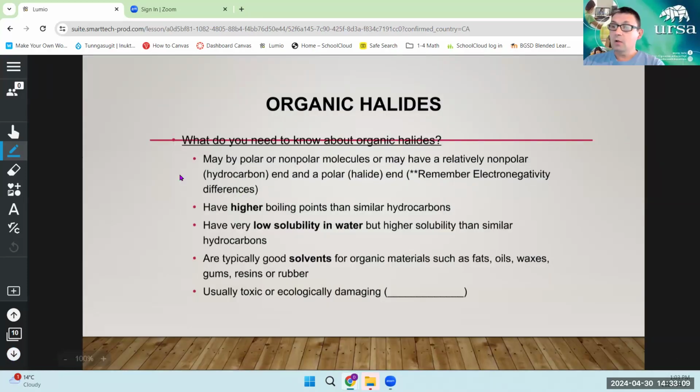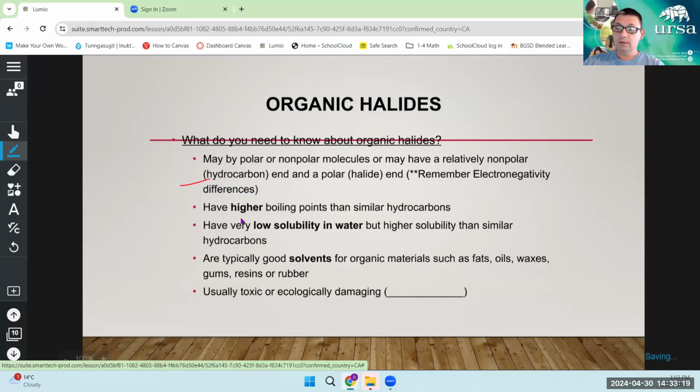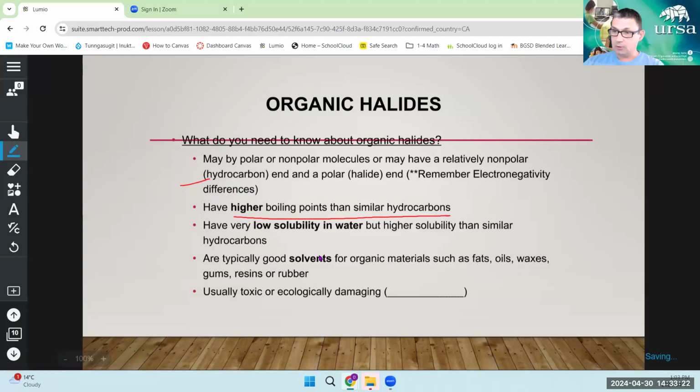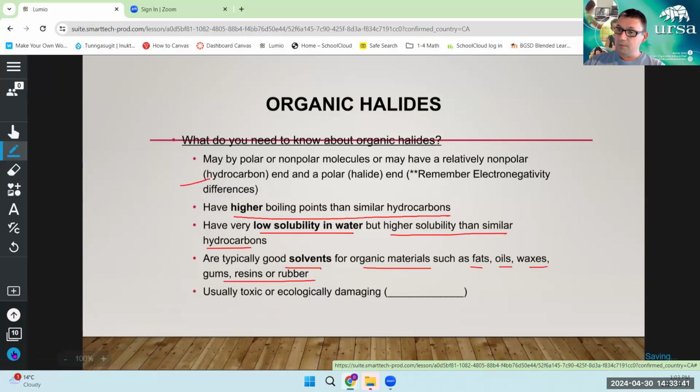So what do we need to know? Firstly, these may or may not be polar or nonpolar molecules. Electronegativity plays a role in determining that. They will have higher boiling points than similar hydrocarbons. They will have a low solubility in water, but they'll have a higher solubility than similar hydrocarbons. Typically, they're good solvents for various organic materials such as fats and oils and waxes, gums and resins and rubbers, but they do tend to be toxic. They do tend to be ecologically damaging.